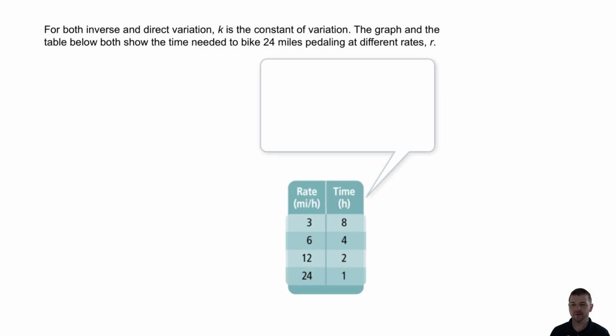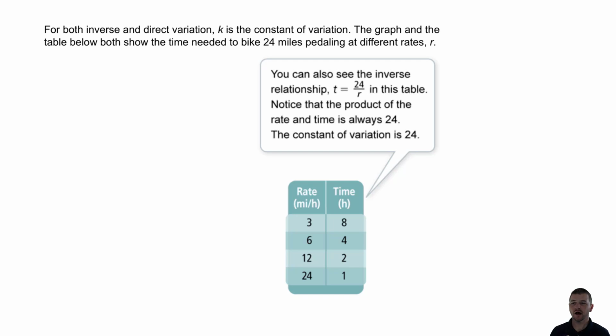Now consider the table. The left column is rate in miles per hour, and the right is time in hours. A rate of 3 miles per hour is associated with a time of 8 hours, a rate of 6 miles per hour with a time of 4 hours, a rate of 12, time 2, rate 24, time 1. You can also see the inverse relationship t equals 24 over r in this table. Notice that the product of the rate and time is always 24. The constant of variation is 24.